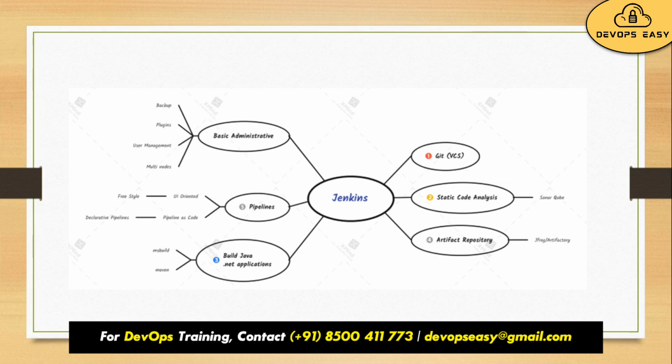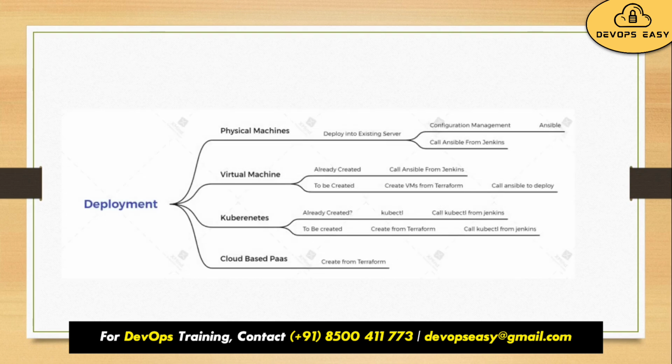Just observe right now. You can do static code analysis using SonarQube. You can use the artifact repository, which is JFrog, right? You can build Java projects using Maven, .NET with MSBuild. Okay, just an overview. You can deploy this application, I told you, right? You can deploy the application on a physical machine using Ansible. Or you can use a virtual machine provided by AWS, right? If it is already created, you can use Ansible to deploy to it. If the VM is not present, you can use Terraform to create that VM.